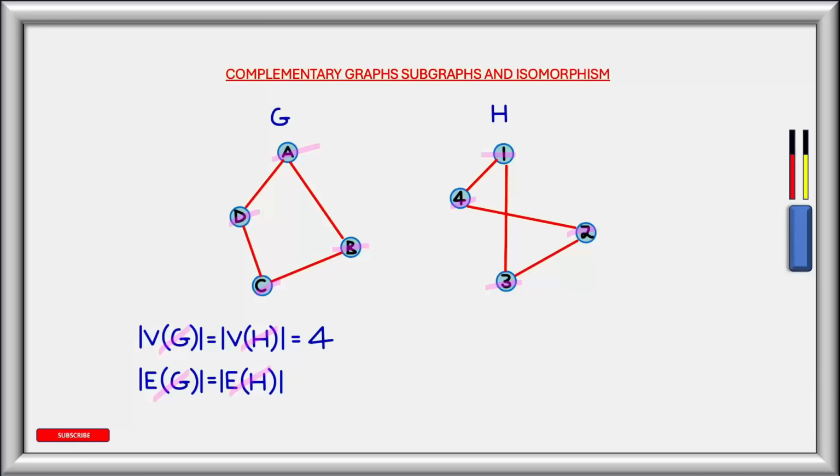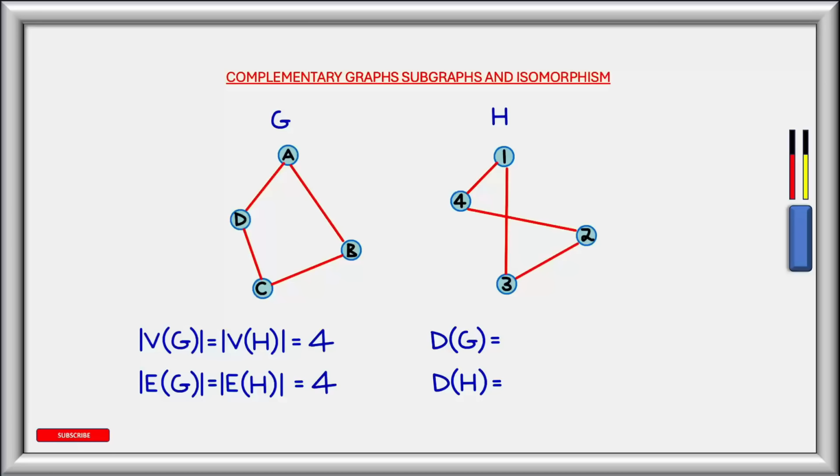So the number of vertices in each graph equals 4, so therefore the same. Now let's look at the edges. So in graph G we have 1, 2, 3, and 4, and in graph H we have 1, 2, 3, and 4. So we have 4 edges in each of the graphs. So the number of edges in each graph is the same.